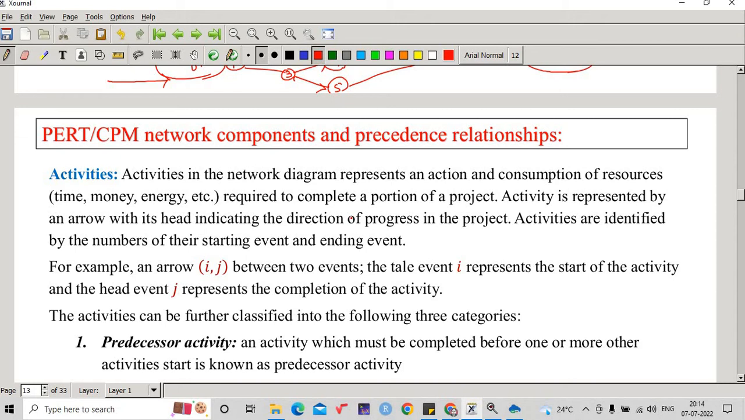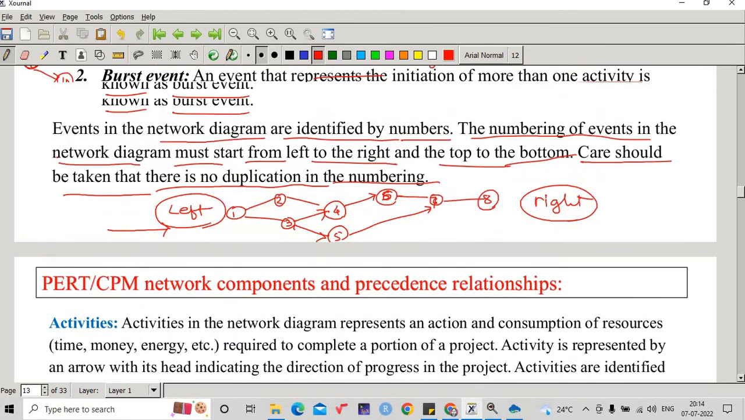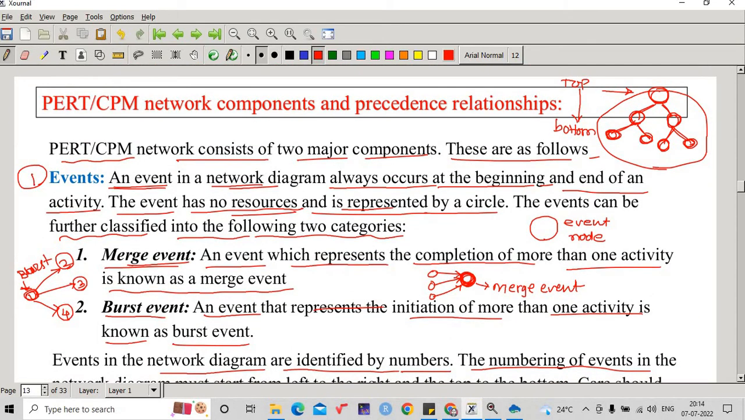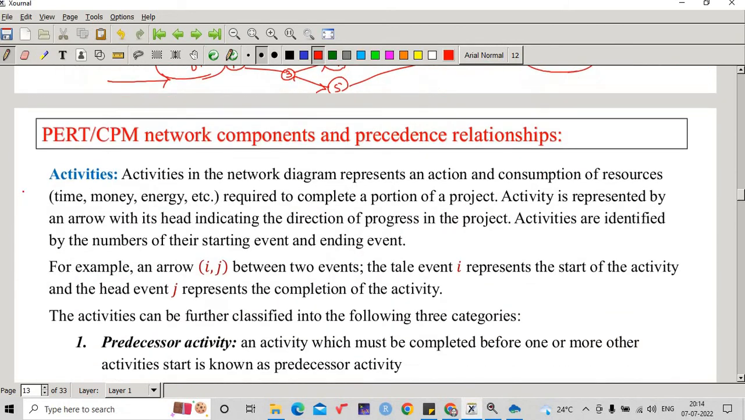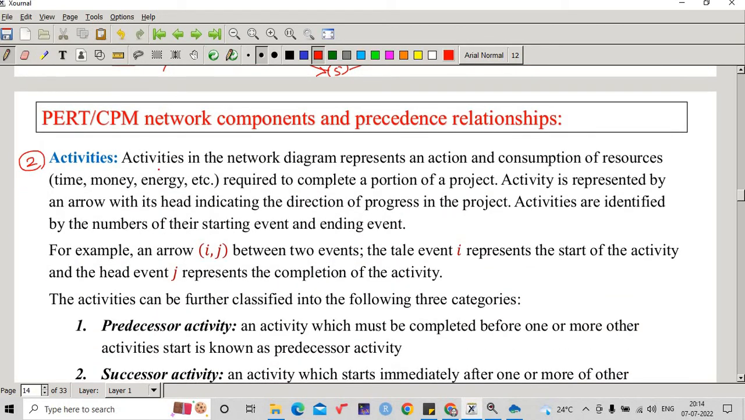So another part which is included in the networking is the activity. So first part was event, number 1 I have already given over here. Number 2 is the activity. Now let us try to understand what are the activities. Activities in the network diagram represents an action and consumption of resources, time, money, energy, man hours, etc. required to complete a portion of the project.